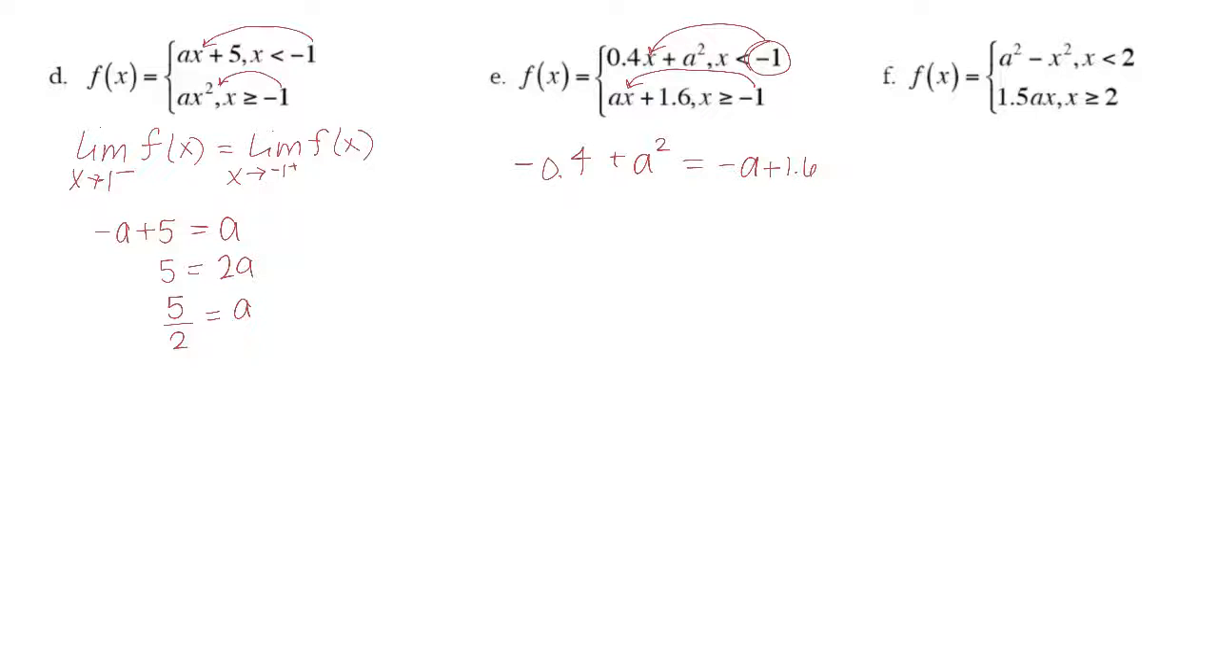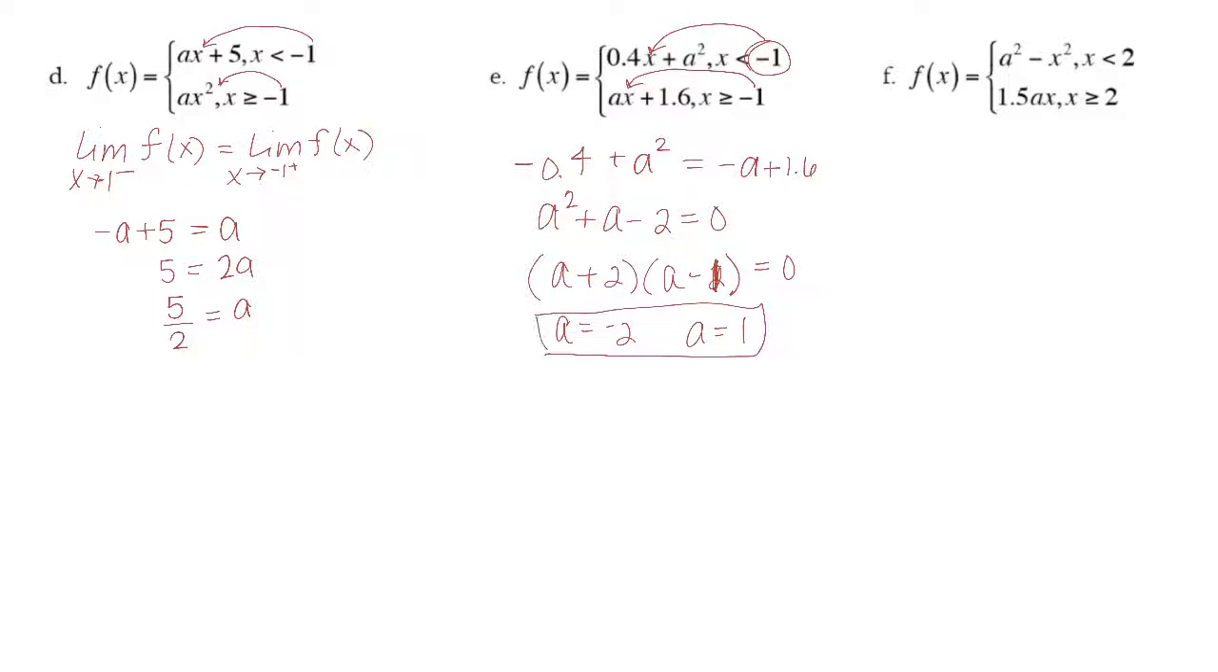Okay, so getting everything together, I'm going to add our a's over, because it looks like we're going to have to set up a factoring situation. If I subtract 1.6 over, I'm going to get 2. And so we're going to factor this, and we're going to get a plus 2 times a minus 1. Sorry, it's late, I'm tired. And so we set each part equal to 0, so a is -2 or a is 1. And so we see that we have two different values of a that are going to make this particular function continuous.